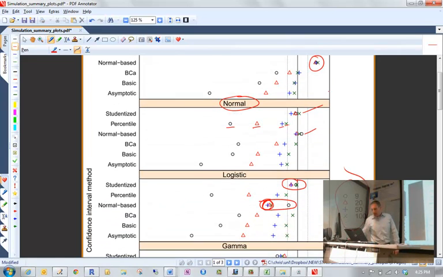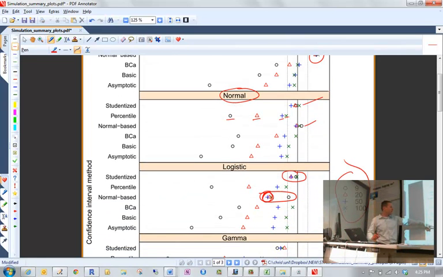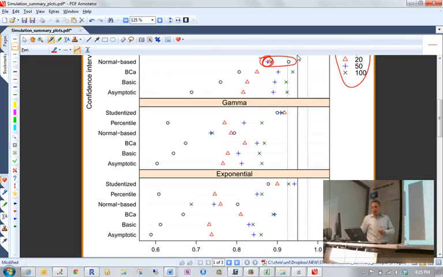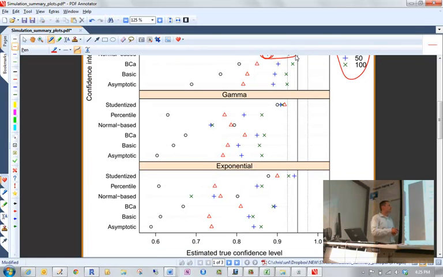I think we see that too with logistic, even though I didn't mention it. Yeah, we see that also with the logistic. Now, what happens if I have some skewed distributions? Gamma.